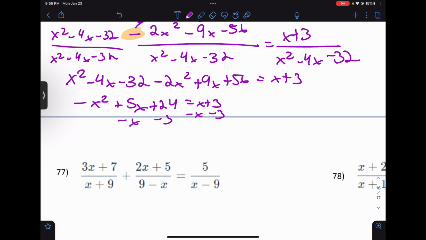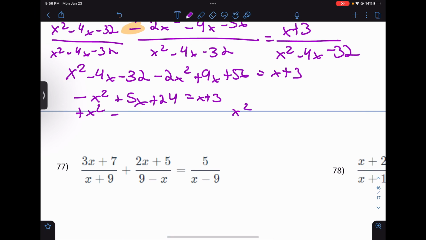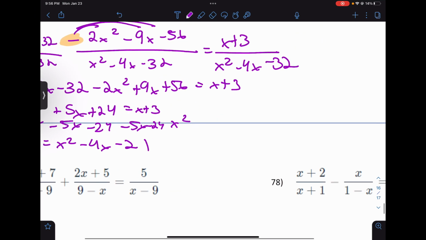Actually, you know, I'm going to move everything over to the other side here. And the reason I'm going to do that is I don't like having this negative in front of this x squared. So to get rid of that, I'm going to move all of this stuff over to this side of the equation, just because I like that better. So let's add x squared, so he's going to be by himself. We're going to subtract 5x, and we're going to subtract 24. So we get 0 equals x squared minus 4x minus 21.